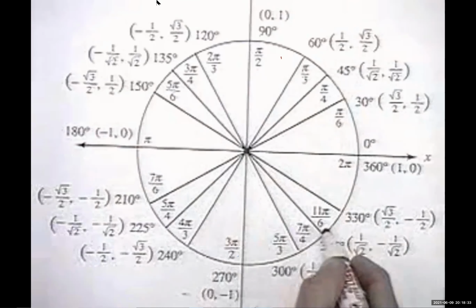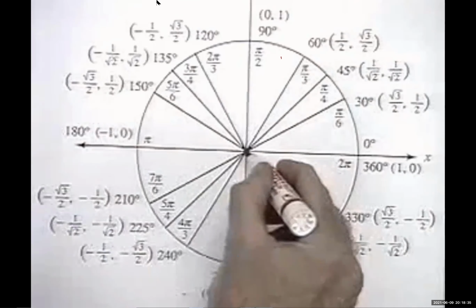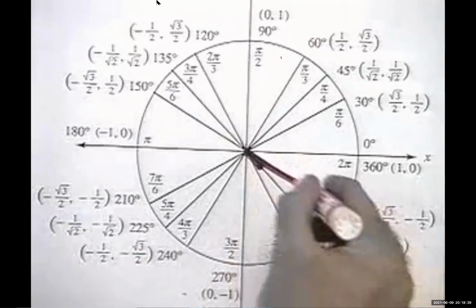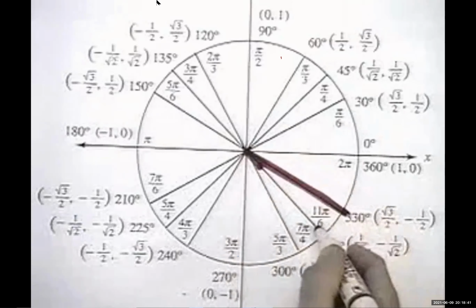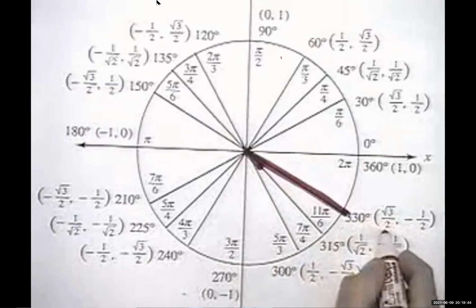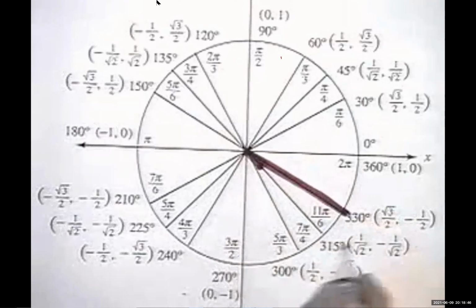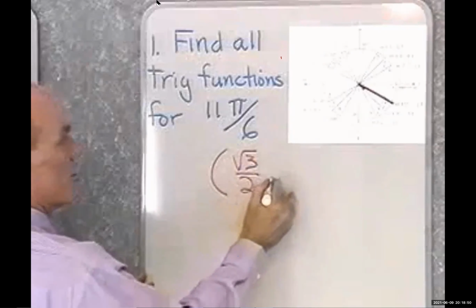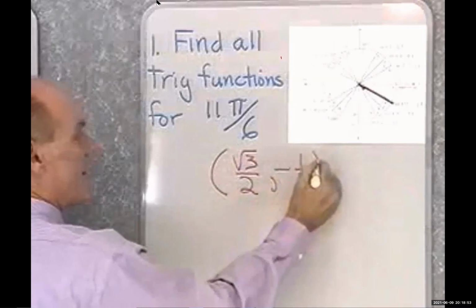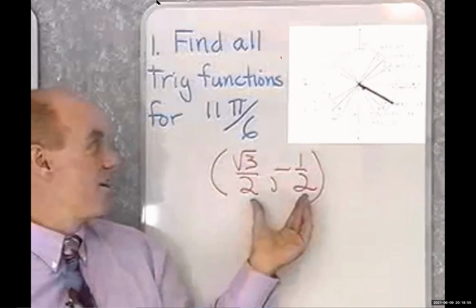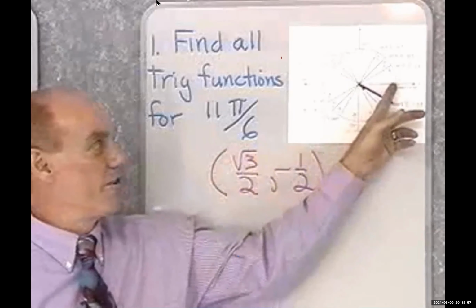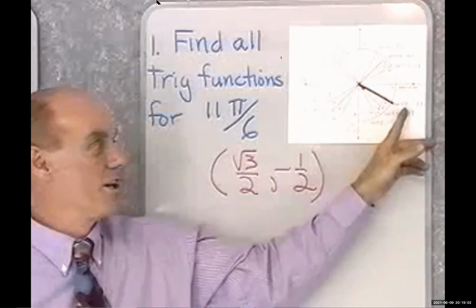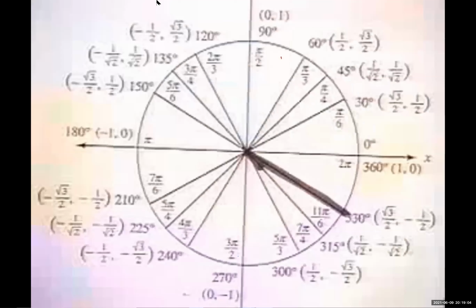Now, here's 11 pi over 6 right here. Let me just draw a line in at the terminal side of that. It's right here, 330 degrees is 11 pi over 6, and I have the ordered pair square root 3 over 2 and negative 1/2. So let me write that right here. Square root 3 over 2 and negative 1/2 is the ordered pair at 11 pi over 6 units from the point 1, 0 along the unit circle. So that's the point, square root 3 over 2, negative 1/2.